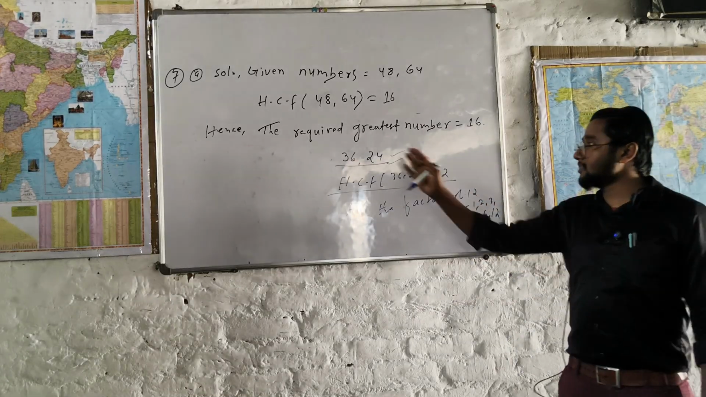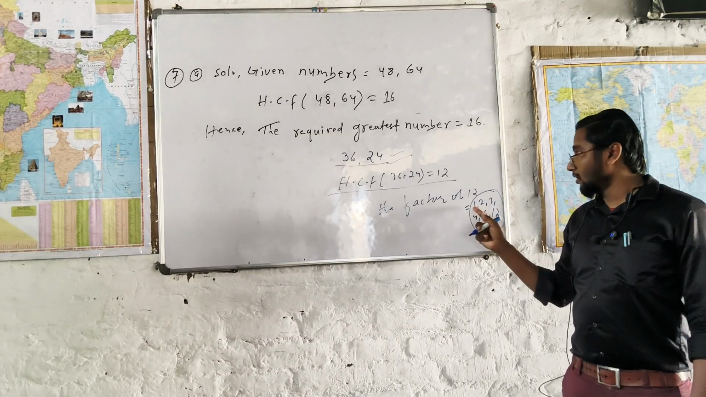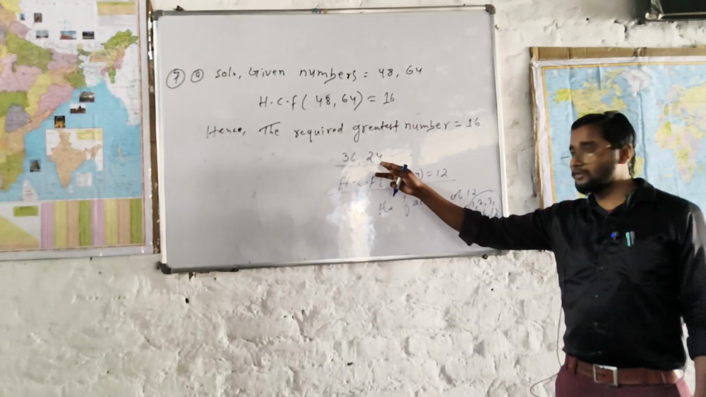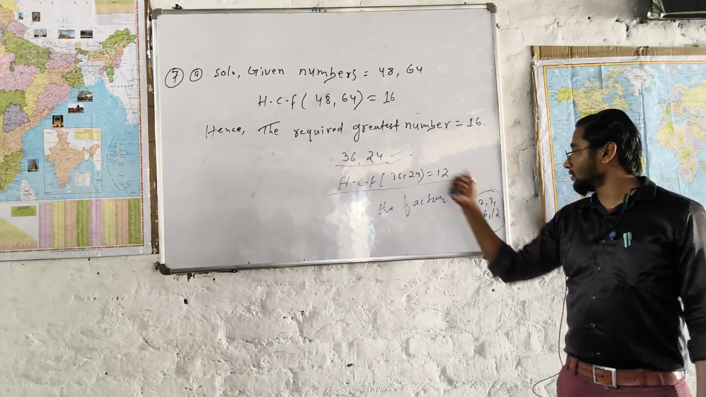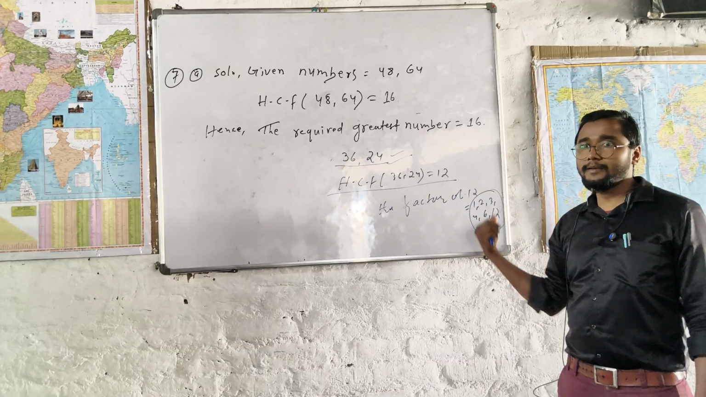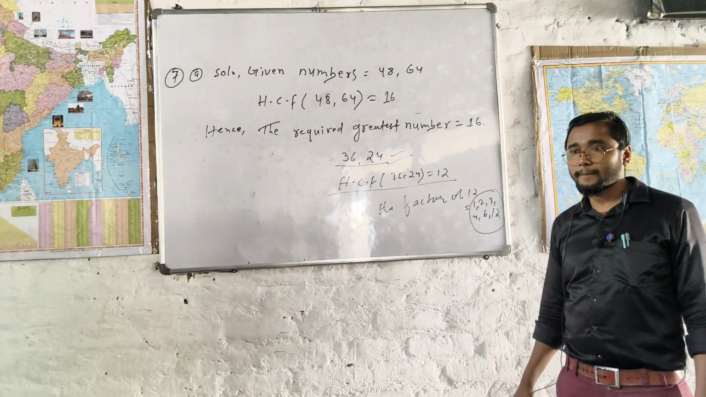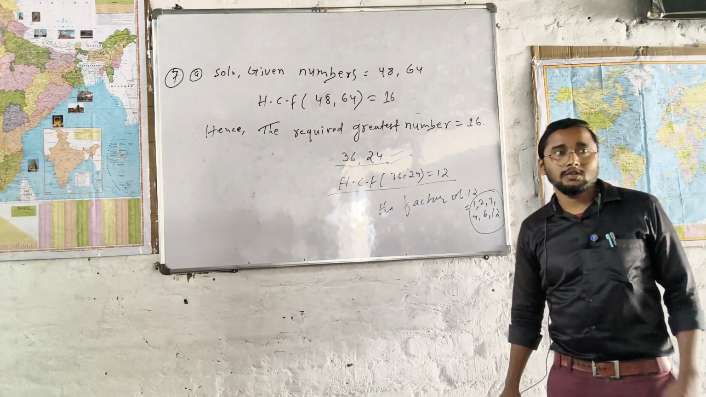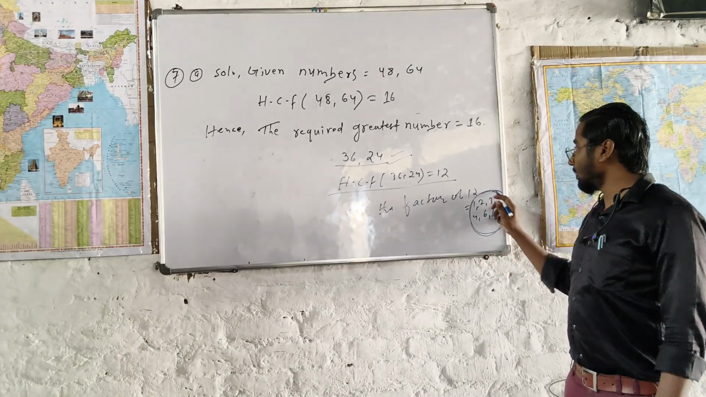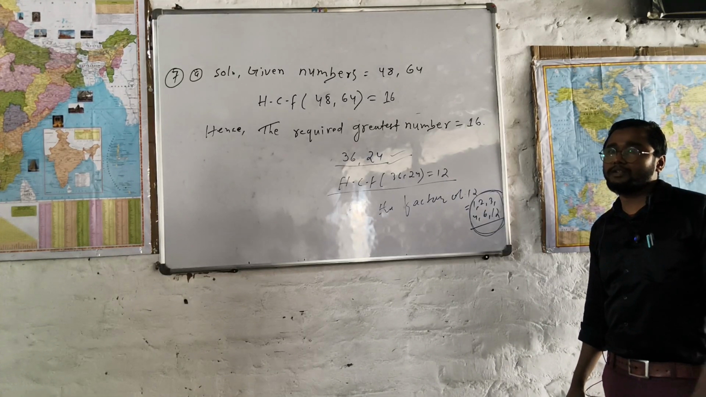So now we can say that 36 and 24 are divisible by all the factors. Divisible by 1, no need to check that. 2: 36 divisible by 2, 24 divisible by 2. 3: 36 divisible by 3, 24 divisible by 3. 4: 36 divisible by 4, 24 divisible by 4; 9 fours are 36, 6 fours are 24. Got the point? Yes, sir. So now the question arises: among all these numbers, what is the greatest number? 12. That's a very important thing you need to understand.